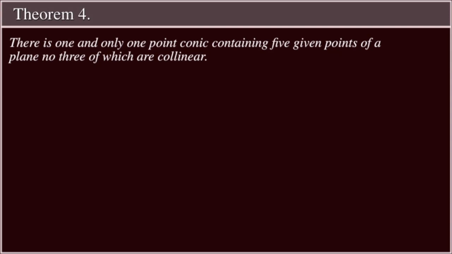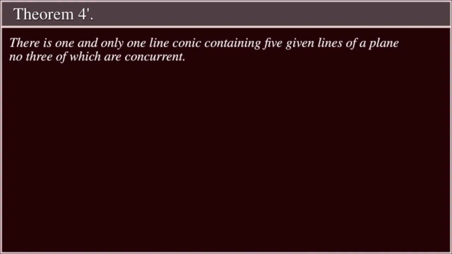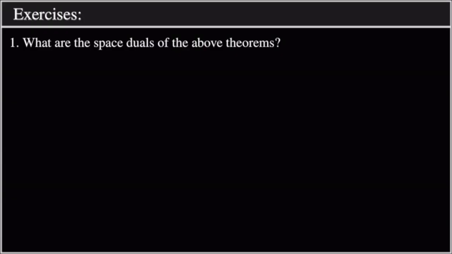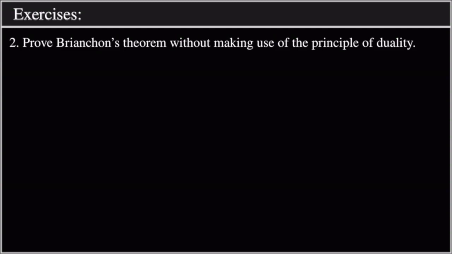There is one and only one point conic containing 5 given points of a plane, no 3 of which are collinear. Theorem 4'. There is one and only one line conic containing 5 given lines of a plane, no 3 of which are concurrent. Exercises. 1. What are the space duals of the above theorems? 2. Prove Brianchon's theorem without making use of the principle of duality.